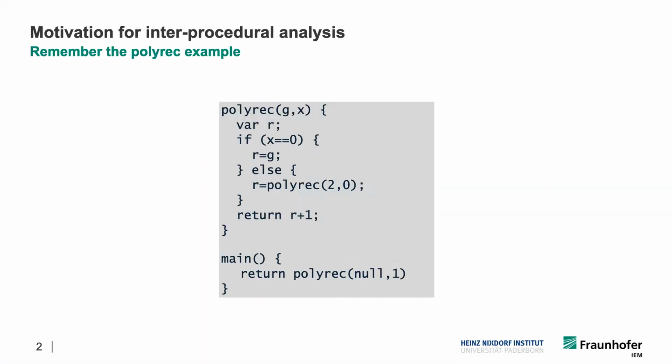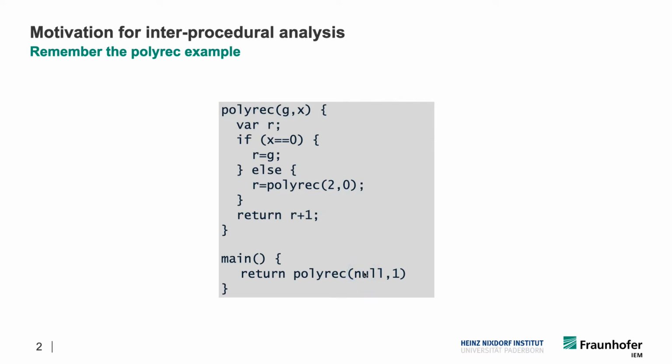As a motivating example, let us look at this polyrec function again that we also discussed in the lecture on type systems. So as I explained, this is something that is not really typable through a regular type system, because the problem is you have this parameter g here, which in this recursive call is actually being used as an integer number. But in this initial bootstrapping call here, it's used with null, which is a reference type value, not a number.